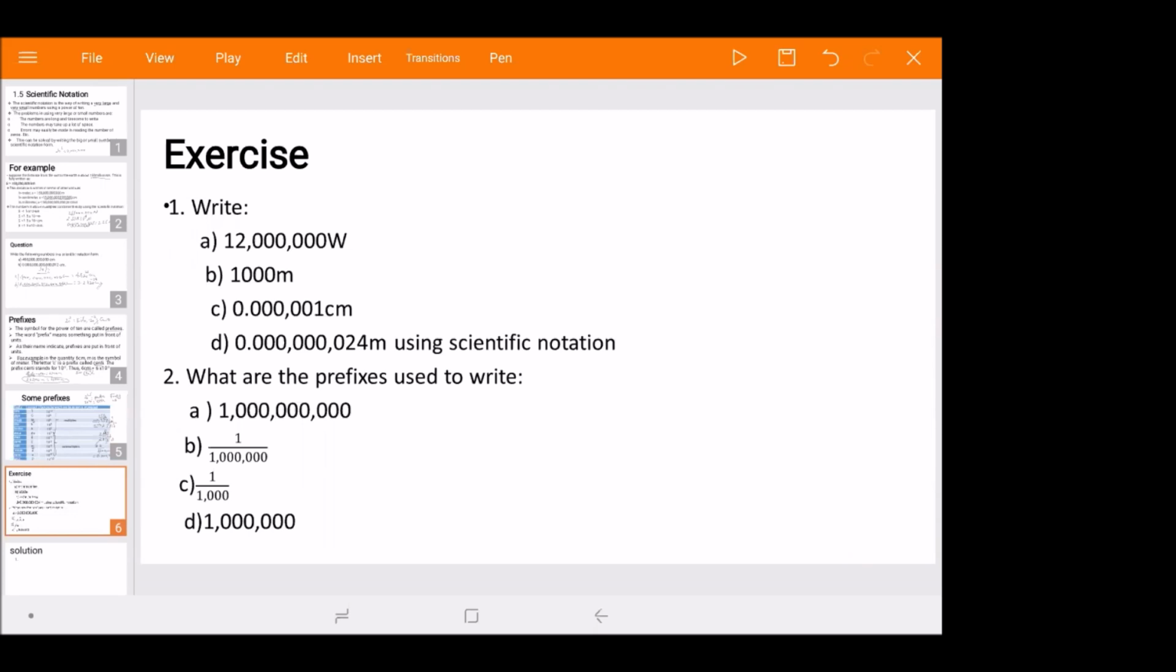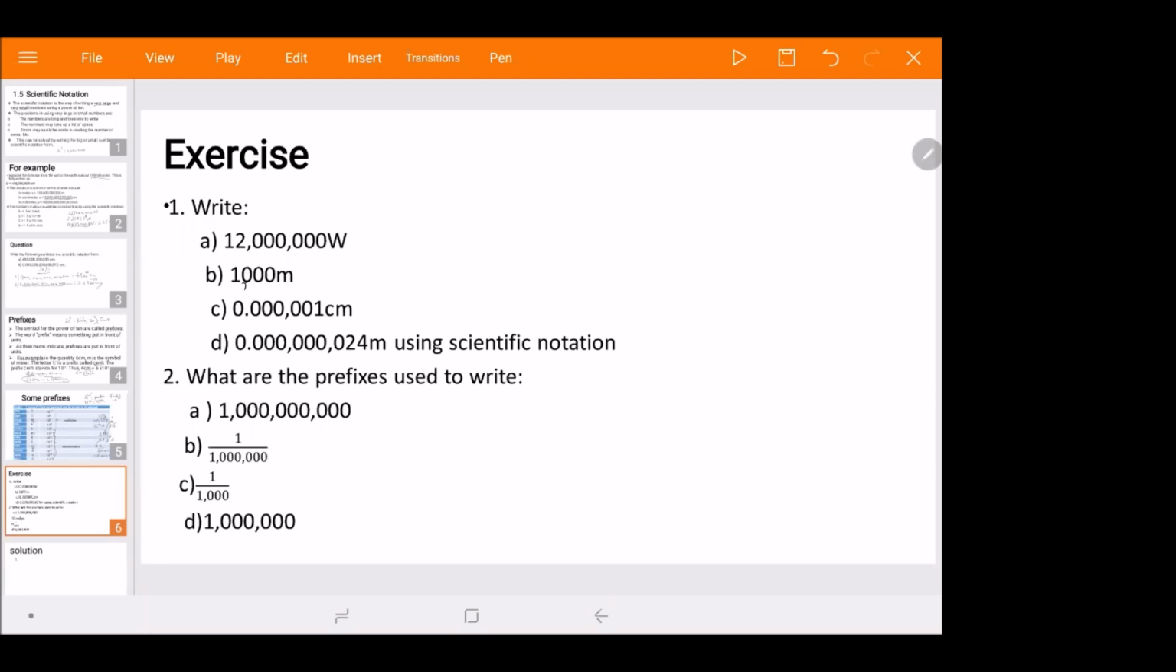Let us see this exercise. I think it is visible for you very easily on your screen. Question number 1: write 12 million watts, 1,000 meters, 0.000001 centimeter, and then 0. something, by using scientific notation. Try to write this one.